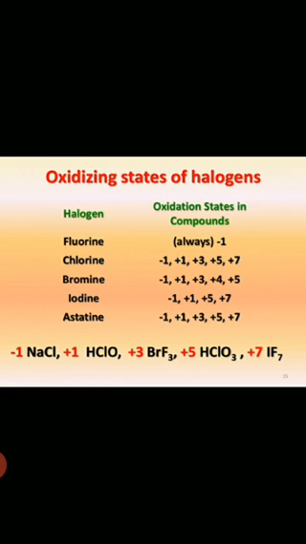The oxidation states of +4 and +6 occur in oxides and oxoacids of chlorine. So students, you can see that except fluorine, other members are showing the positive oxidation state, and that too higher oxidation states. -1 is the common oxidation state shown by the halogens.